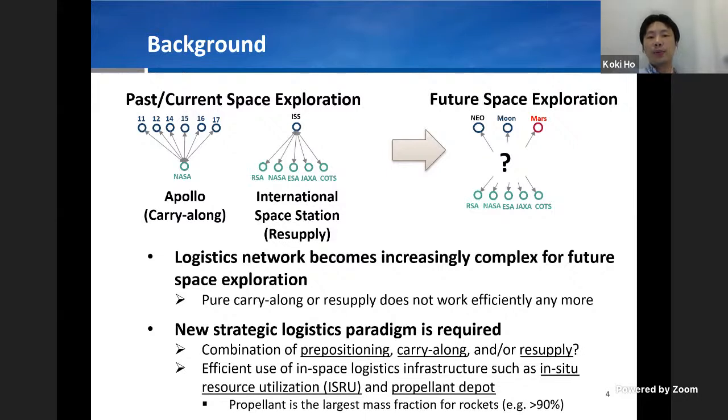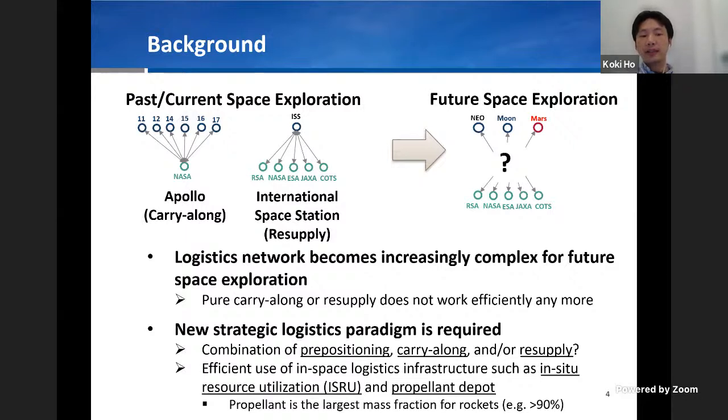So basically, when we think about past or current space exploration, some of the representative missions in terms of human space exploration would be Apollo and the International Space Station. If you think about the logistics paradigm that has been used for these missions, for Apollo, we use what we call a carry-along strategy, which means that we carry everything we need to each mission. And once that mission ends, we move on to the next mission. We carry everything again. So there's really no logistics in a sense, because each mission was independent. Even though we of course have some science goal that we want to achieve through all these missions, if you look at the commodity flow, if you focus on how we transport these payloads, it's a relatively independent strategy, what we call carry-along strategy.